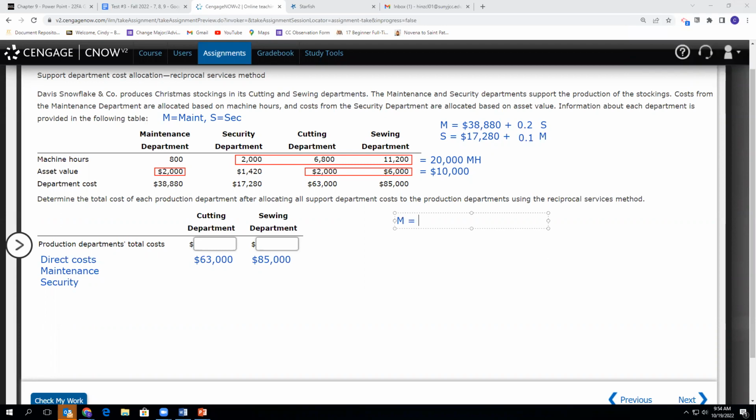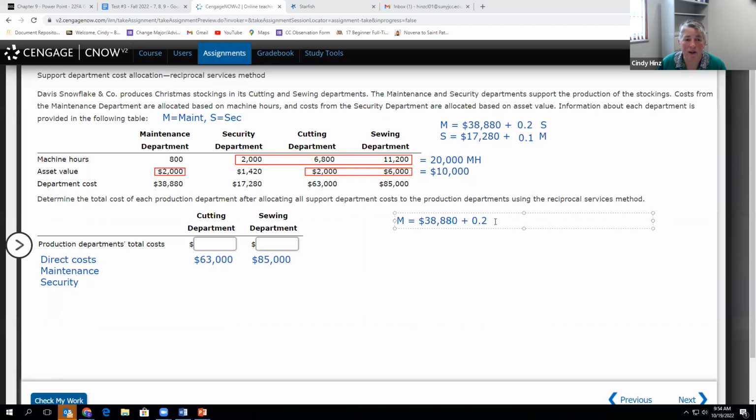Okay. So in reality, it should not matter which equation we substitute into which other equation. We could take this and plug it in for M, or we could take this and plug it in for S. In reality, unfortunately, because of rounding, you just need to be really careful that you don't round off too closely.